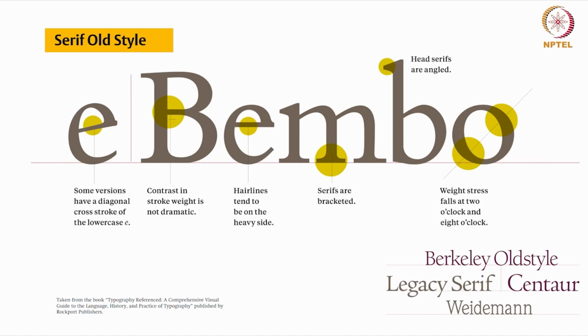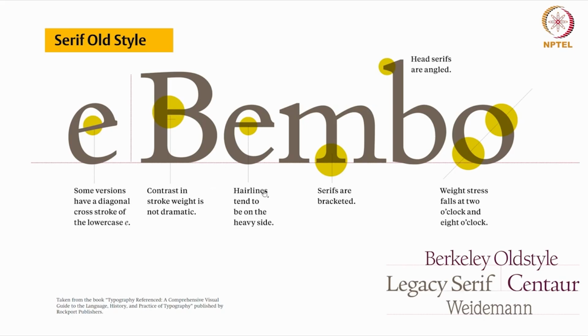And if you look into the examples, they include Garamond and Bembo. Bembo is visible on the screen. Okay, so please remember this. Now the stress is diagonal. There is very moderate contrast between the strokes.